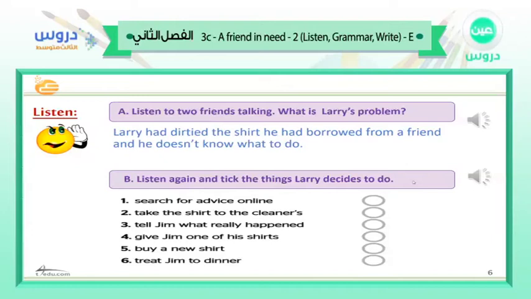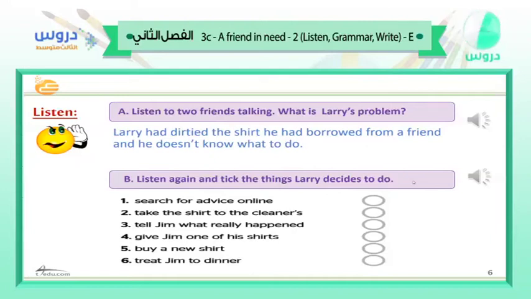Calm down. We'll think of something. Maybe I could find more information online about how to clean it. You can try, but I don't think it'll work. You're right. That's a silly idea. What would happen if I took it to the cleaners? Do you think they could clean it? I doubt it. I mean, it's a mess. Oh no. What am I going to do?